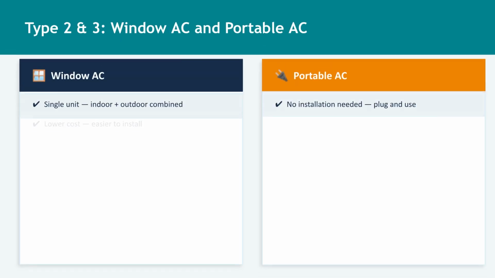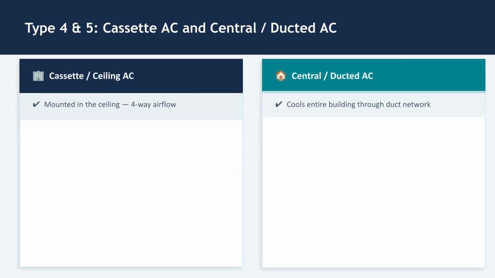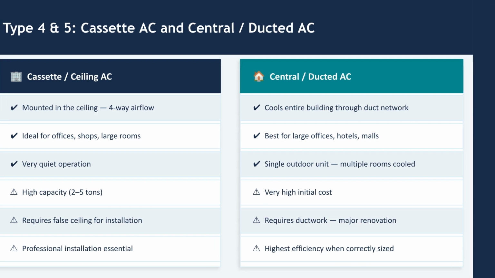Window ACs are single, combined units. They offer a lower installation cost and are easier to install, fitting into a window frame. Portable ACs require no installation, offering plug-and-use portability between rooms, though they need an exhaust hose to a window. Cassette or ceiling ACs are ideal for larger rooms and offices, offering quiet operation and high capacity but requiring a false ceiling for installation. Central or ducted ACs cool entire buildings via a duct network, but have a very high initial cost and require major renovations.